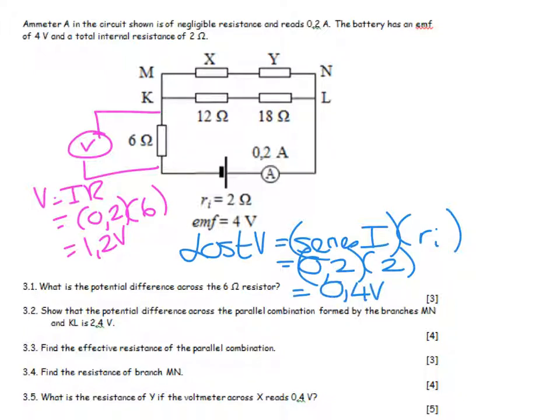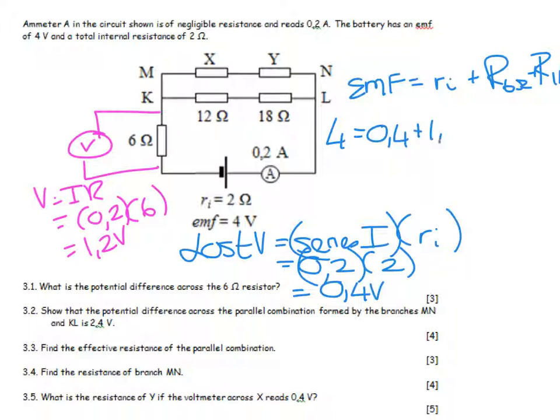So I have got EMF is equal to internal resistance plus the resistance across the 6 ohm resistor plus the resistance across the parallel network. 4 is equal to 0,4 plus 1,2 that I've just worked out, plus the resistance across the parallel network. And the resistance across the parallel network turns out to be 2,4. There's no mark for 2,4. They told you 2,4. You need to show me how you got there.